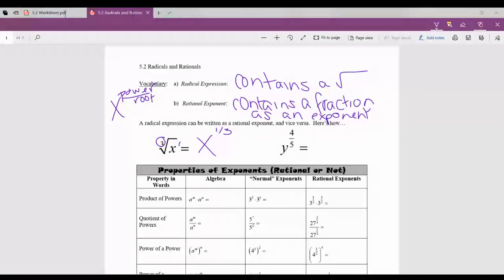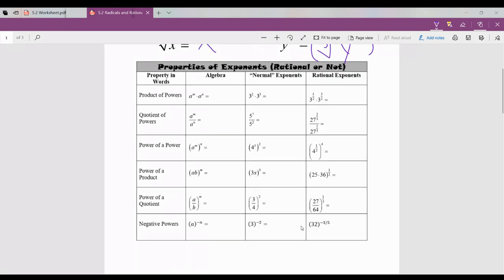Same idea if I want to write y to the 4/5 as a radical expression. I do the radical and I do the y, so y, power over root. This is going to be raised to the 4th power, and the root is 5. All right, now a recap of our properties of exponents.